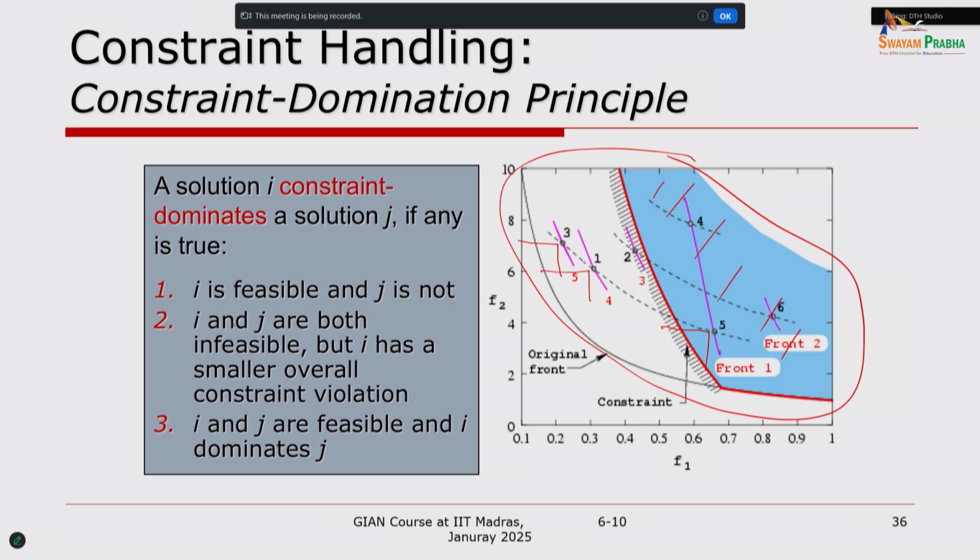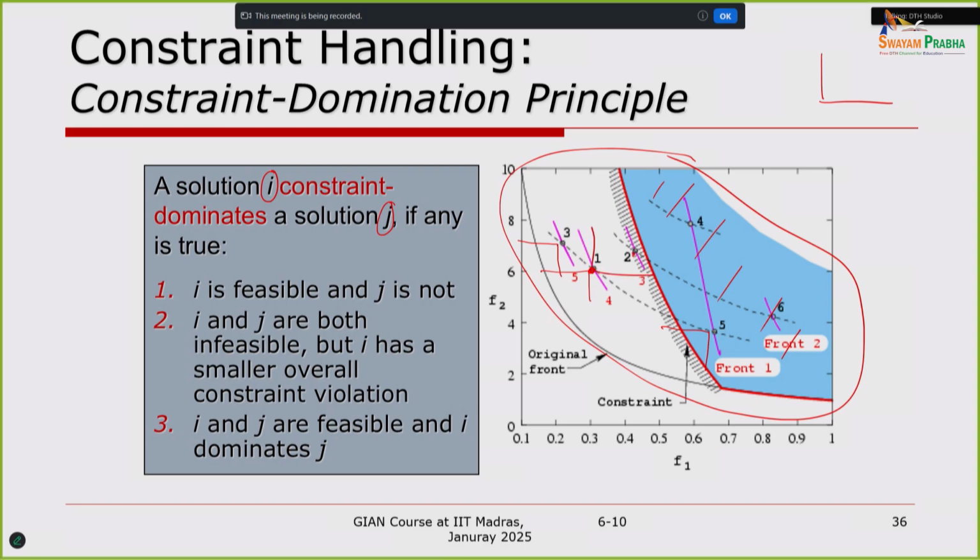All right, so here is the small change I make. I call it constraint domination rather than just domination. So a solution I will constraint dominate solution J if one of these 3 conditions is satisfied. So I is feasible and J is not. So you pick 2 solutions to see whether one dominates the other. So in case of this I said 1 dominates 2, right, because 2 lies in the first quadrant of 1. So 2 gets dominated by 1. So 1 dominates 2.